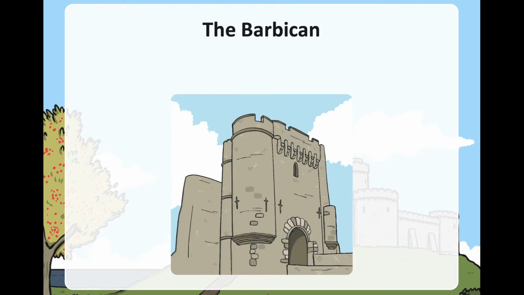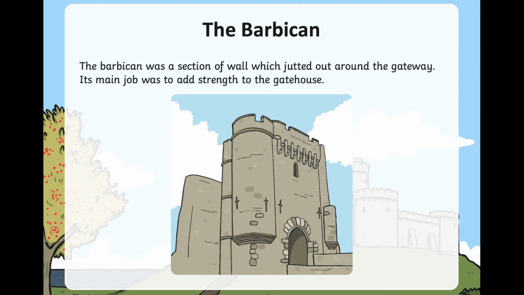The Barbican. The Barbican was a section of wall which jutted out around the gateway. Its main job was to add strength to the gatehouse. And if you've been at Carrickfergus Castle, you would have seen a Barbican because Carrickfergus Castle has one of these at its front gate.